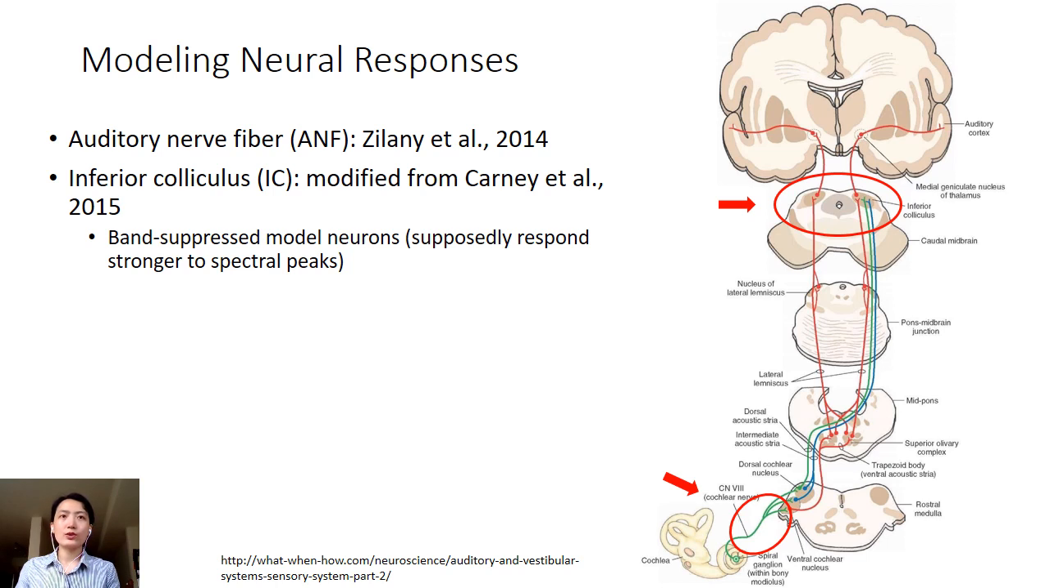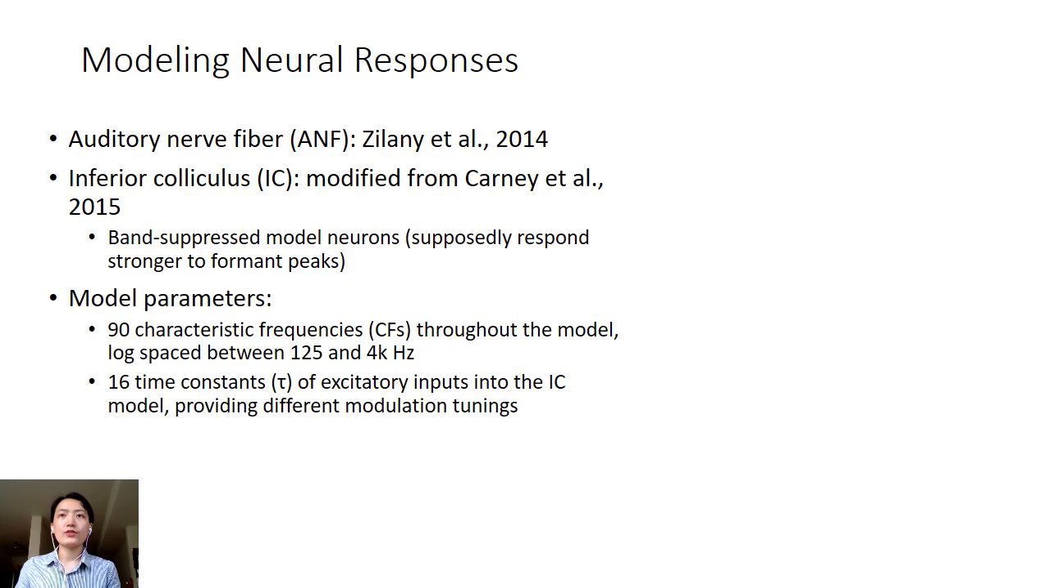IC neurons are known to be sensitive to amplitude modulations. Here, we chose to use band-suppressed model neurons, which are supposed to respond stronger to spectral peaks. There are 90 characteristic frequencies used throughout the model, logarithmically spaced between 125 and 4 kHz. There are also 16 time constants used for the IC model, each sensitive to different modulation rates.